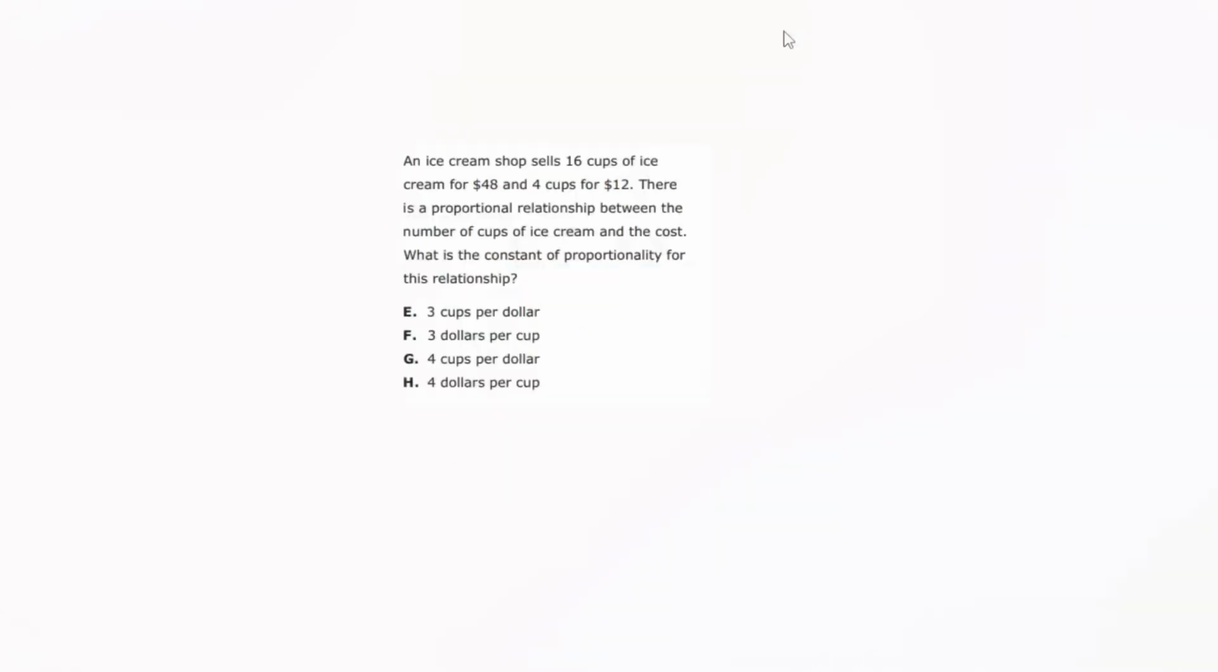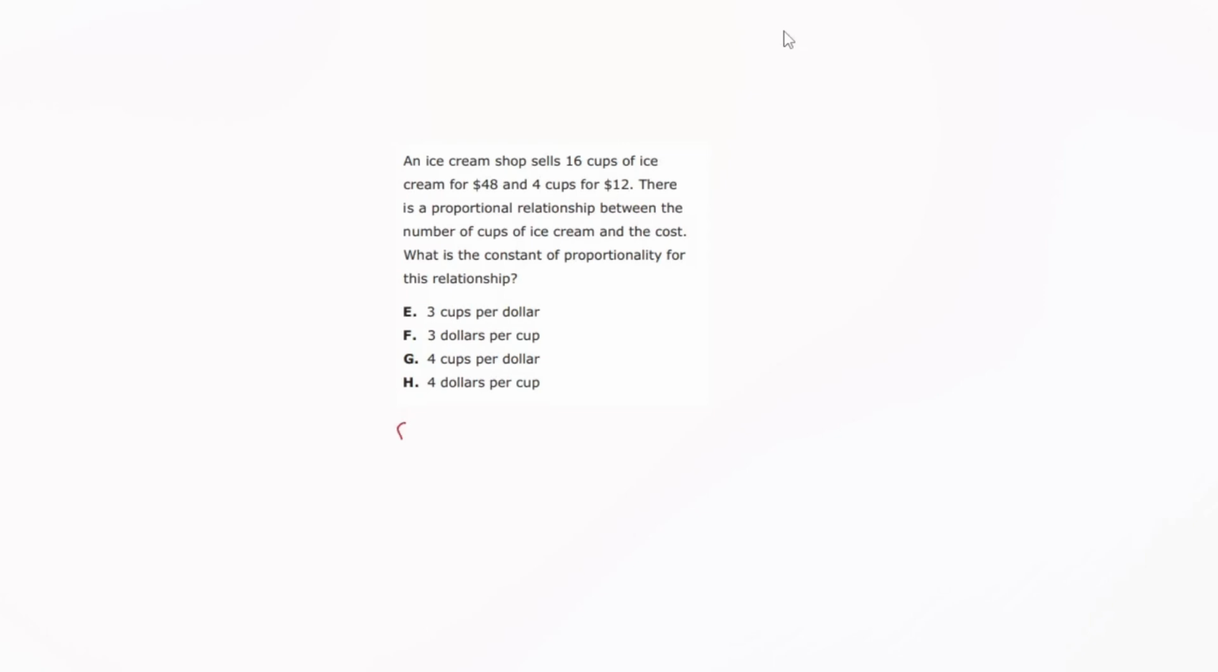Alright, so this question states, an ice cream shop sells 16 cups of ice cream for $48 and 4 cups for $12. There's a proportional relationship between the number of cups of ice cream and the cost. What is the constant of proportionality for this relationship? So this question asks us to find the constant of proportionality for this relationship.